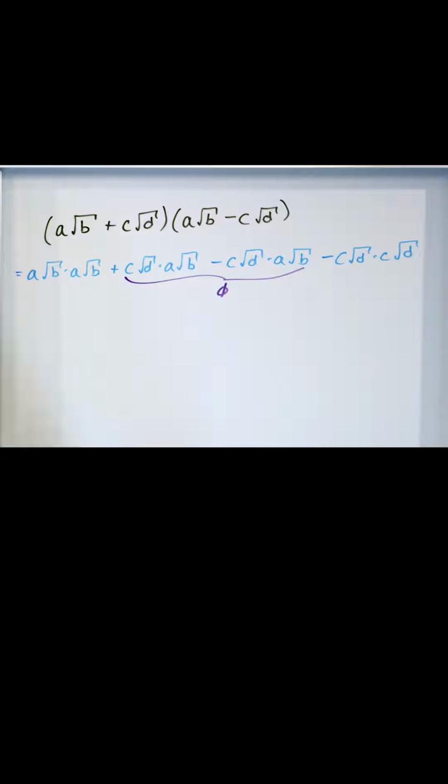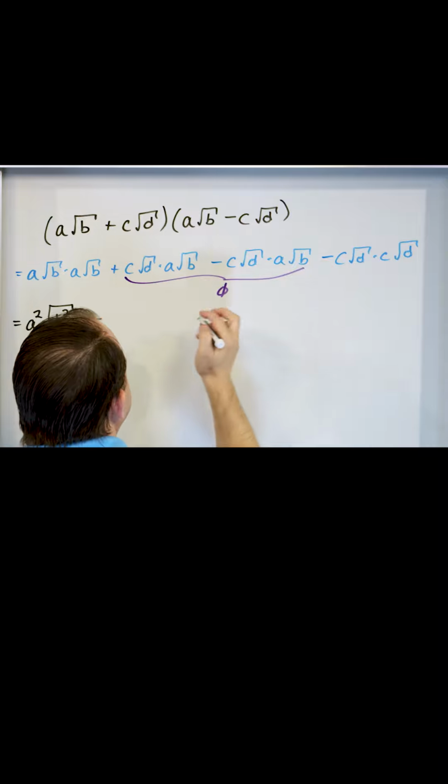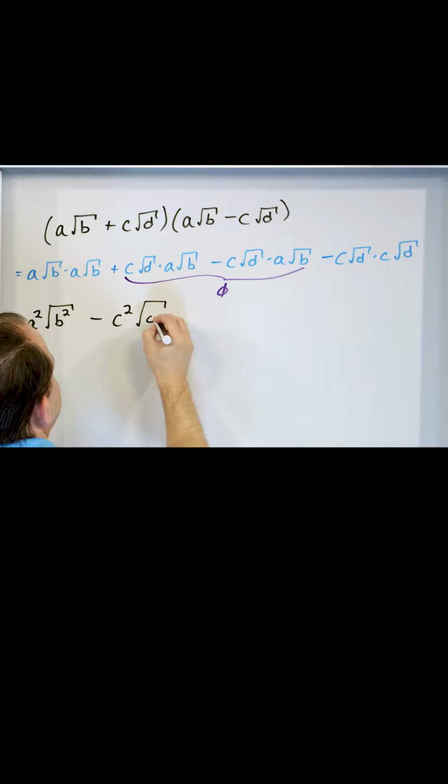And then finally, what I'm going to have here is A times A giving me A squared. Square root of B times square root of B is square root of B squared because I can multiply the B's under the radical. I have a minus sign from here. C times C is C squared. And then square root of D times the square root of D, which means square root of D squared there. And then I can see I'm going to have A squared times this cancellation here will be B minus C squared, this cancellation D. So I have A squared B minus C squared D.